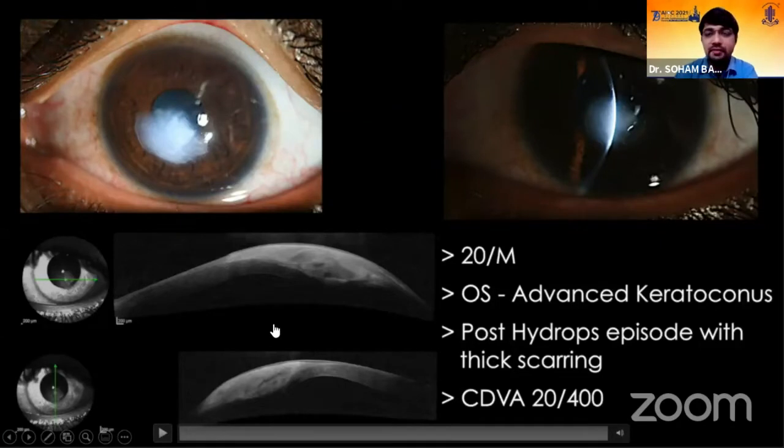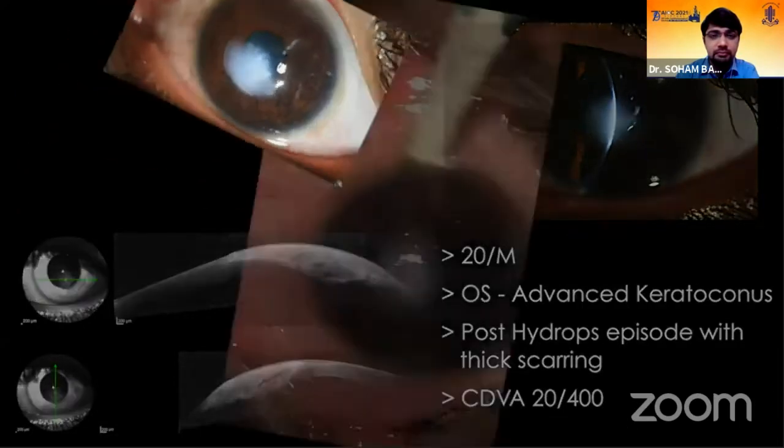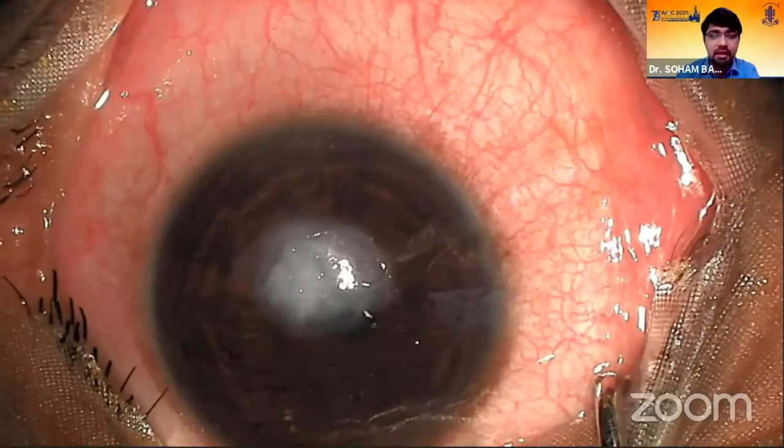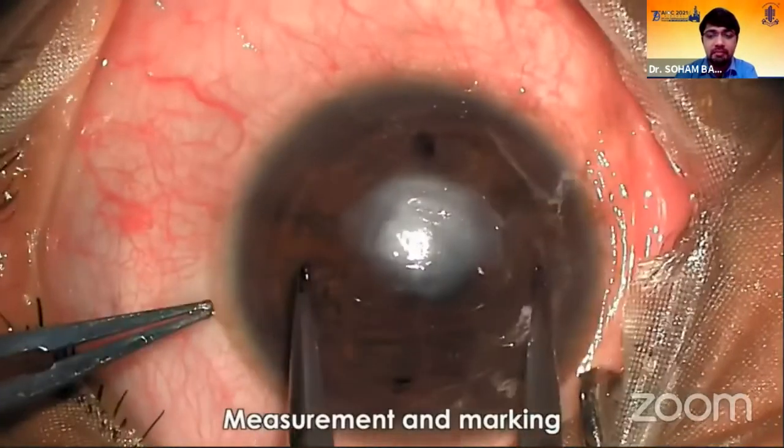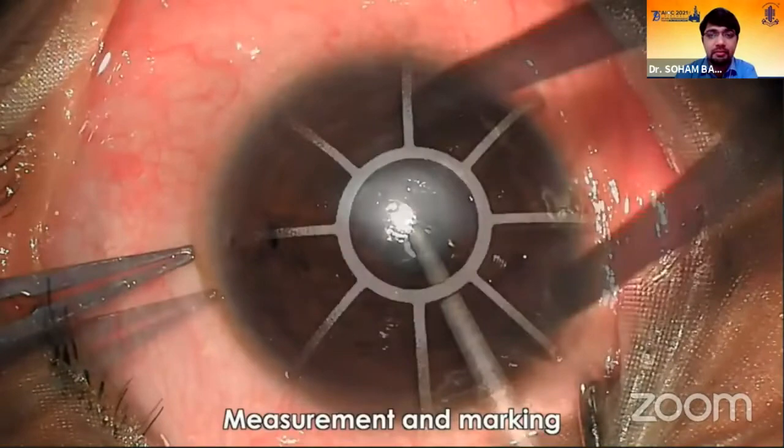So this is a case of advanced keratoconus with previous hydrops. Look at the dense scar obscuring the pupil. And we start by, this is one of my very first few cases, in fact. So start with the measurement and marking.